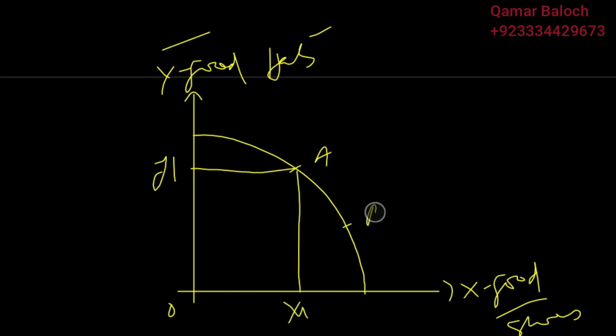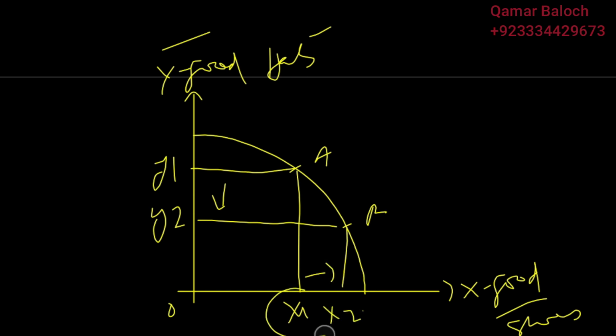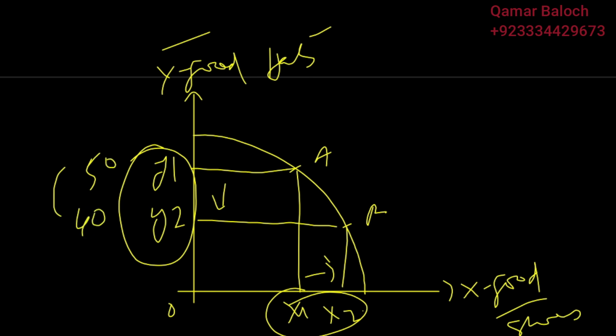If we move from point A to B, it shows that now production of hats has decreased from Y1 to Y2, but production of X has increased from X1 to X2. So to produce extra X good from X1 to X2, we are sacrificing Y good from Y1 to Y2. So the Y1 Y2 gap will be the opportunity cost. Let's say this was 50 units and now we are producing 40 units. So 10 units of Y good or hats are sacrificed, which is the opportunity cost.